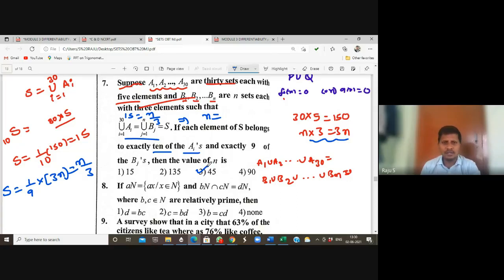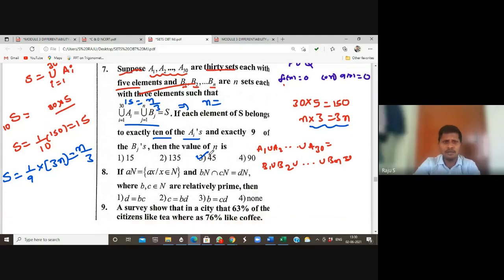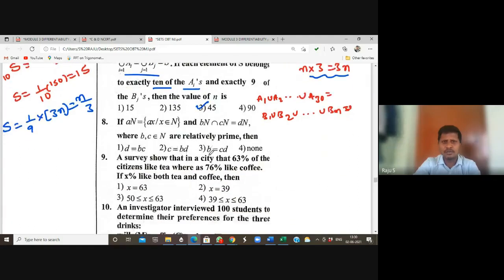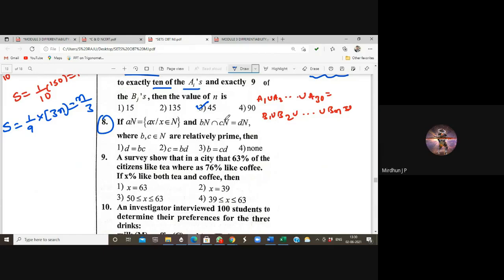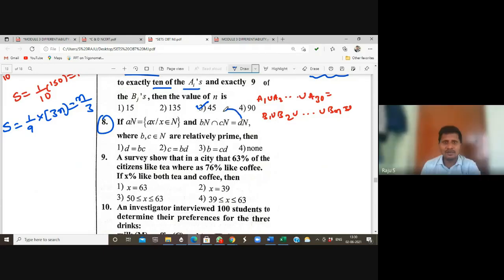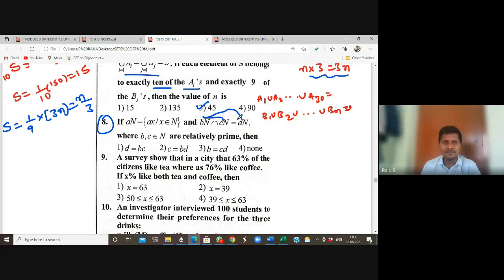So don't get confused here. This kind of question is there, and we will do more questions again. This kind of question we already did in classwork 2. What is the answer? D equal to BC, first option. D is equal to BC, because B and C are relatively prime, so we can write BC.